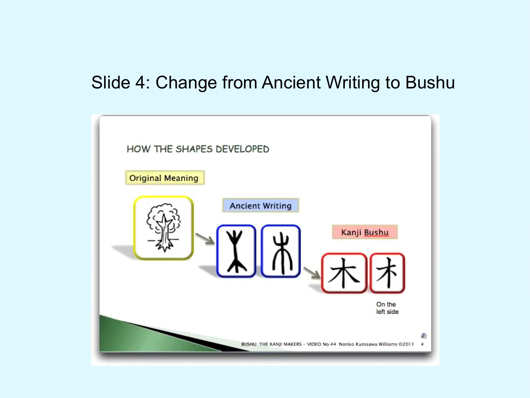In slide 4, red boxes to show the current shape or shapes are added. Some Bushu have reduced form to make space for other components. So, the 3 steps from image to ancient writing and finally to the current writing are here.